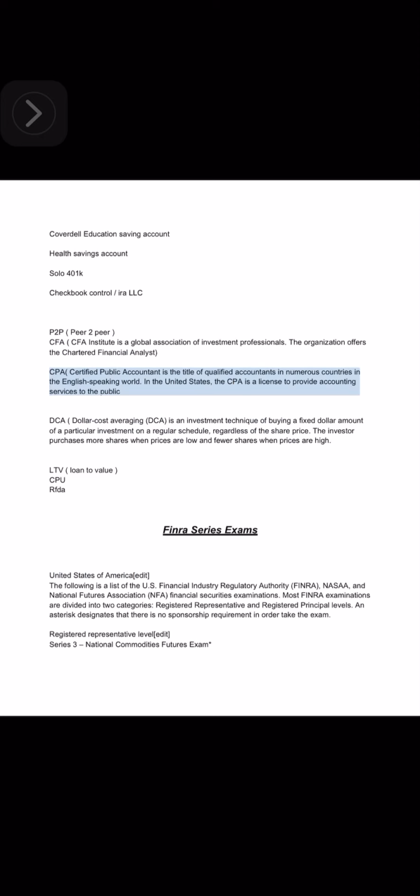The following is a list of the U.S. Financial Industry Regulatory Authority, FINRA, NASAA, and National Futures Association, NFA, financial securities examinations. Most FINRA examinations are divided into two categories, registered representative and registered principal levels. An asterisk designates that there is no sponsorship requirement in order to take the exam.